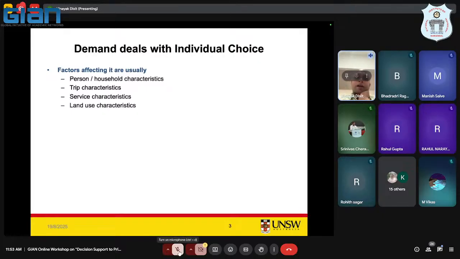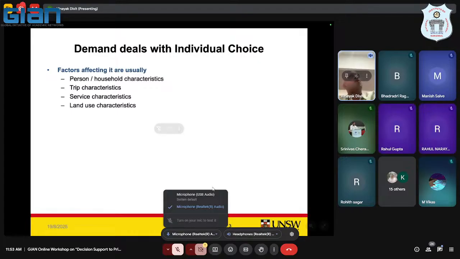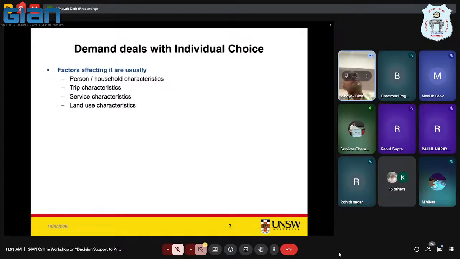The other one is trip characteristics. Trip characteristics include the cost of the trip, the distance, the travel time, and the service characteristics, such as how comfortable it is. For instance, there are certain sections where it might be faster to go via boat, but people prefer not to because they might get seasick. So service characteristics also affect an individual's choice.